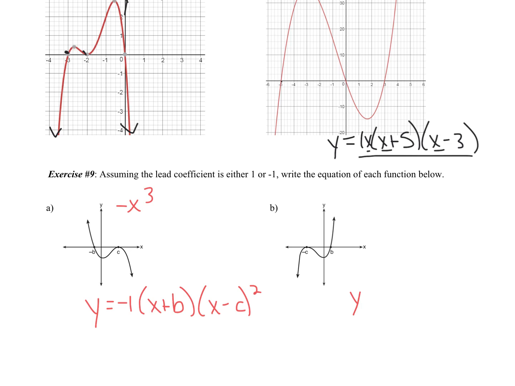Looking at the second one, this is a positive x cubed graph, and if you have trouble with that, that's back to that first lesson about power functions and the directions and end behavior of those graphs. So here I have a positive 1. It's a double root at negative c, so I have x plus c squared, and a single root at b, so that would be x minus b for that graph.